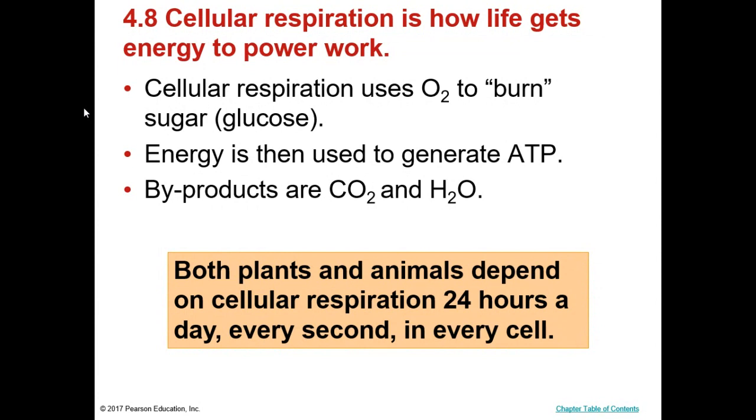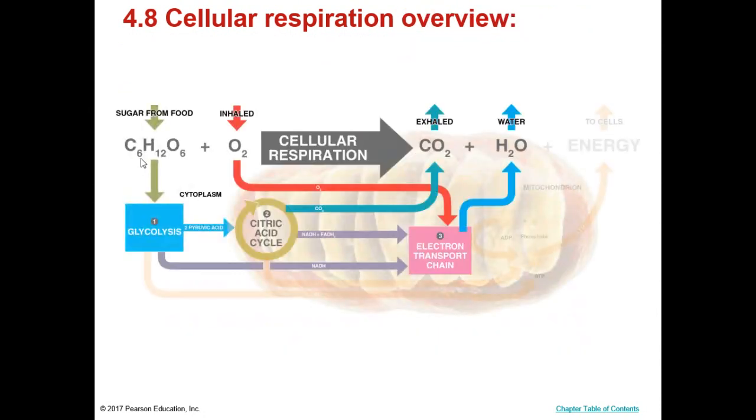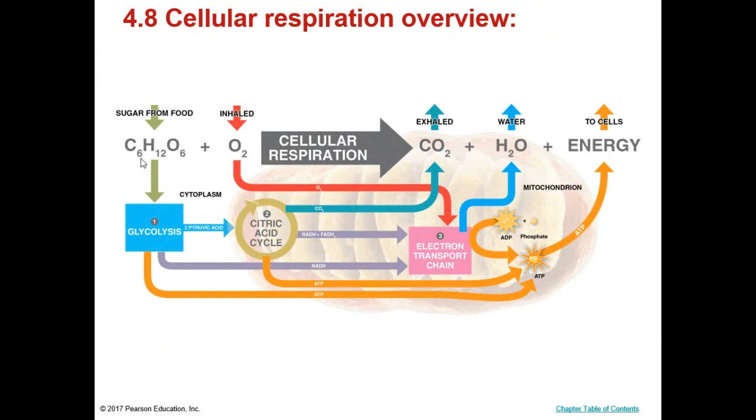So again, cell respiration utilizes oxygen in order to burn sugar. So let's get into the details of how this takes place. We're going to talk about three stages real quick of cell respiration. The first one happens in the cytoplasm right outside of the mitochondria. It's called glycolysis. The second one happens in the mitochondria. As soon as we go into the mitochondria, it's called the citric acid cycle. And then the third one is called the electron transport chain, which is in the matrix of the mitochondria.